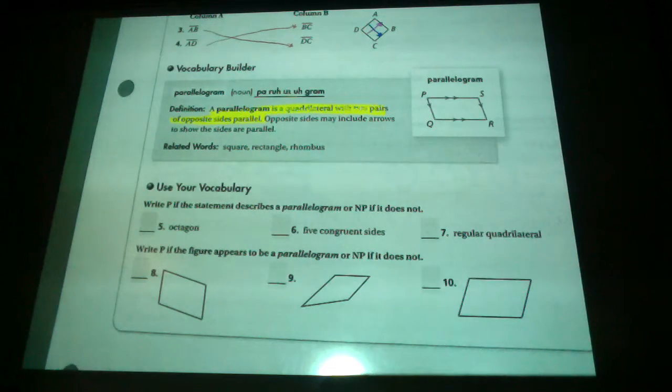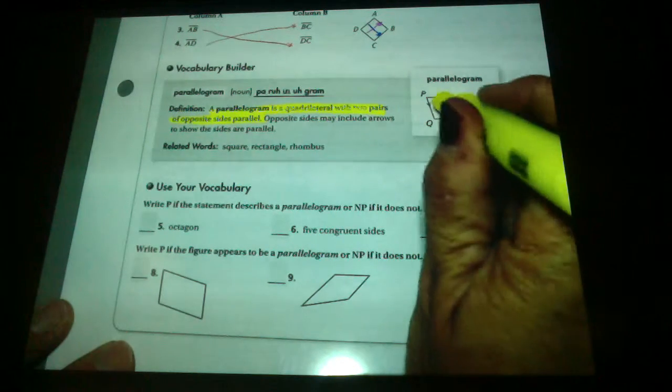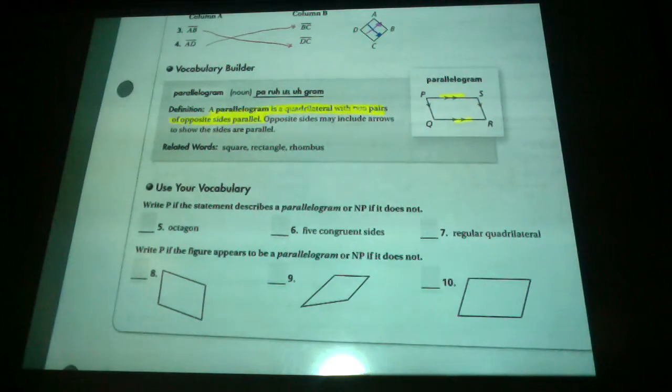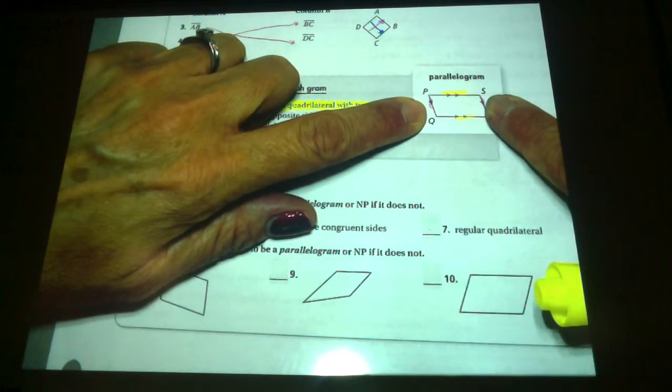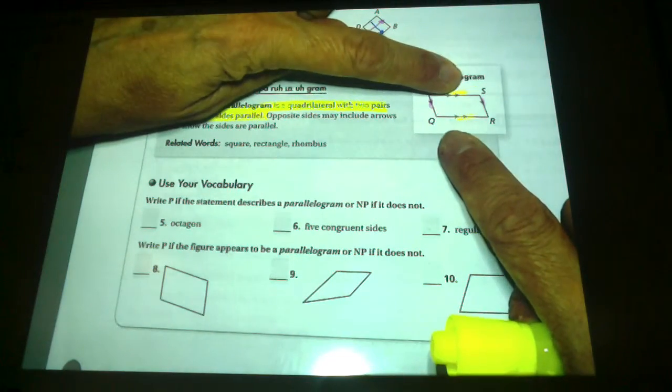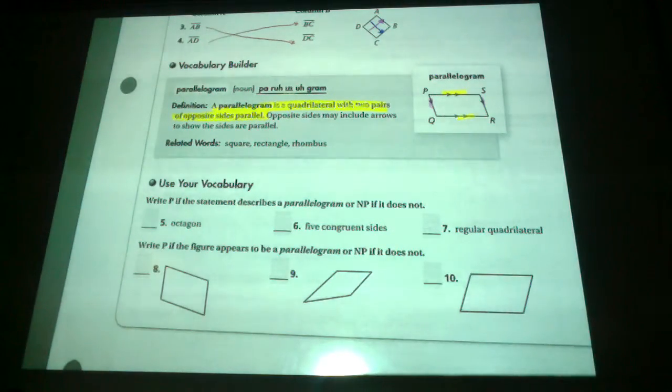Opposite sides may include arrows to show the sides are parallel, and that's what they're inferring here. So you're looking for those arrows. Each set of parallel lines has tick marks. So the one set of arrows, those are the ones that are parallel. The two sets of arrows refer to those being parallel. So they're trying to tell you something using that.